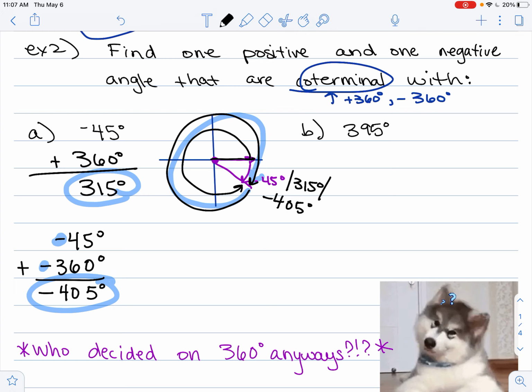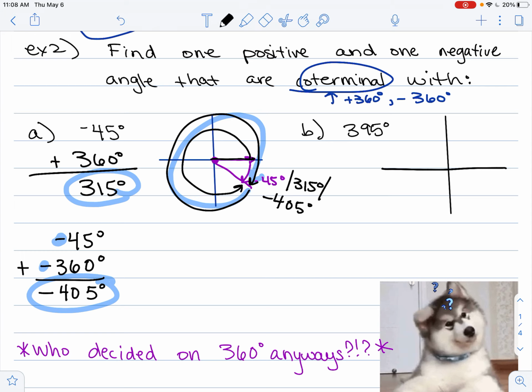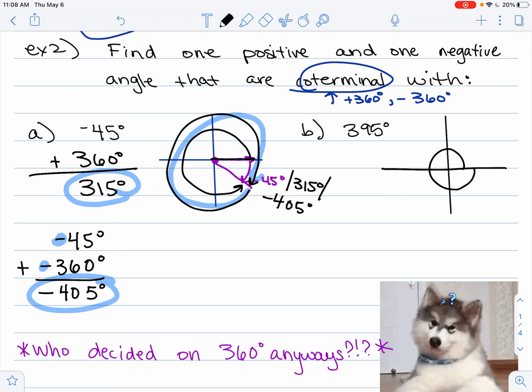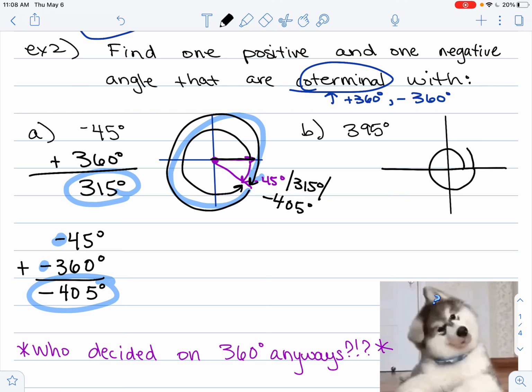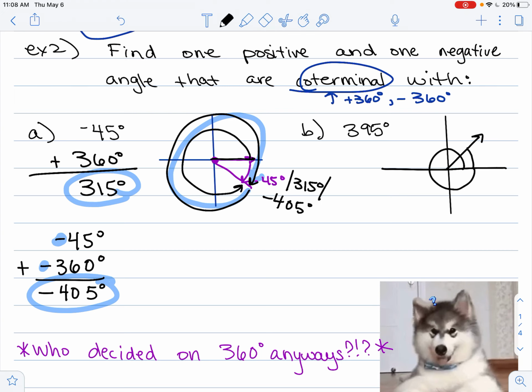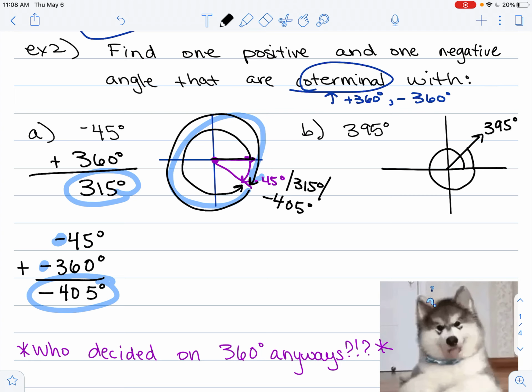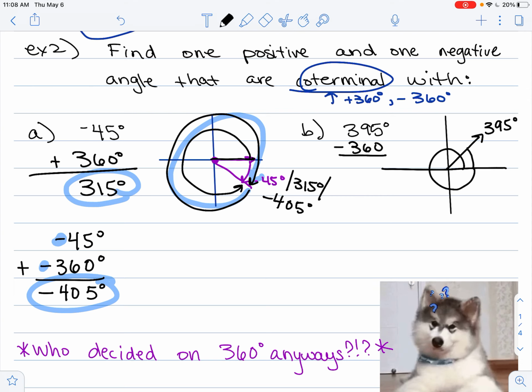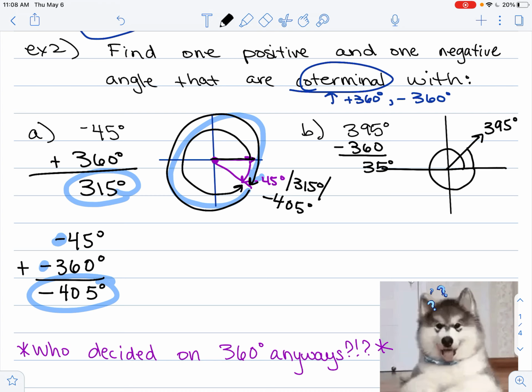All right, let's do the next one. Here's positive 395 degrees. So let's find 395 degrees. So I know a full circle is 360, so here's 360 degrees, and we're going to add another 35 degrees, and there's my angle of 395. So I know if I want to get a coterminal, I can add or subtract 360. So if I subtract 360 degrees, I'm going to get 35 degrees. So another way to get to the same spot is just starting at 0 and going up 35 degrees.